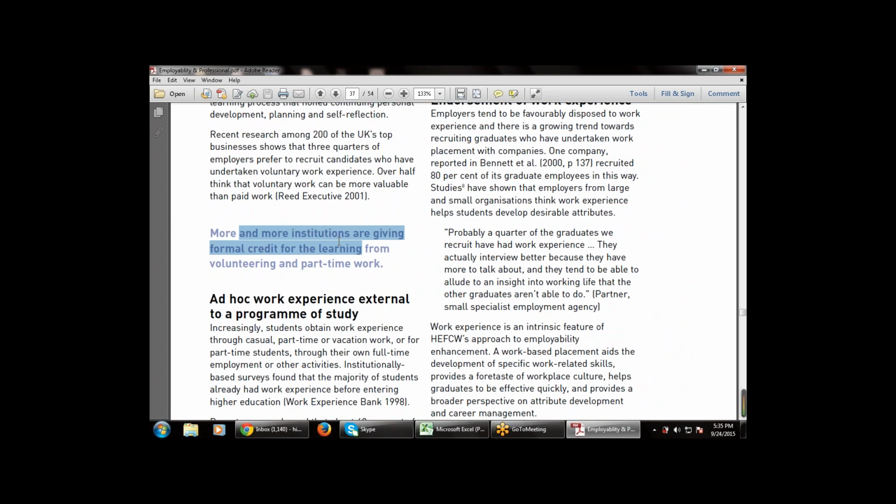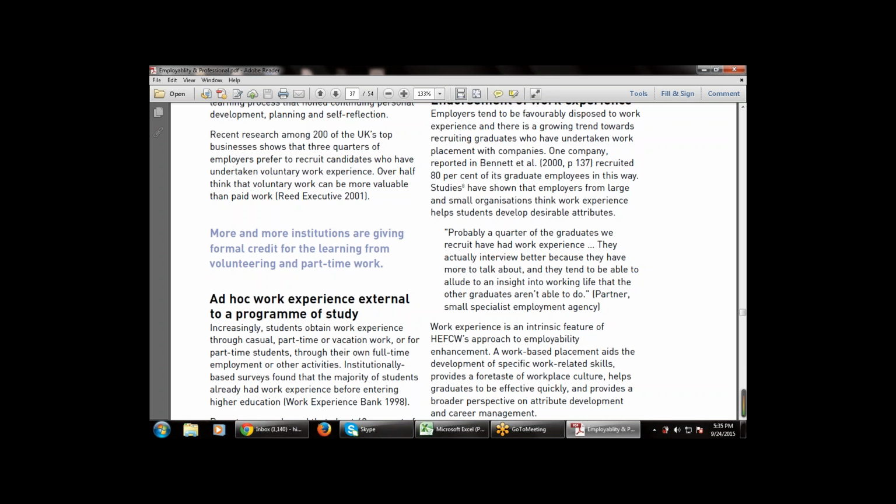And more institutions are giving formal credit for the learning from volunteering and part-time work. So more and more institutions are giving credit for the learning from volunteering and part-time work, and whatever the part-time work, the institution uses it for formal credit.